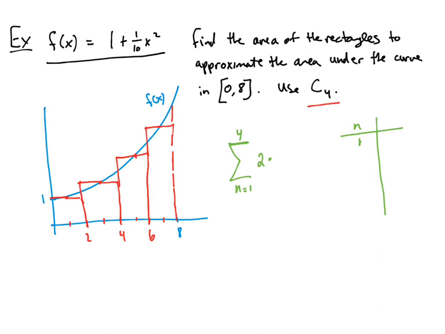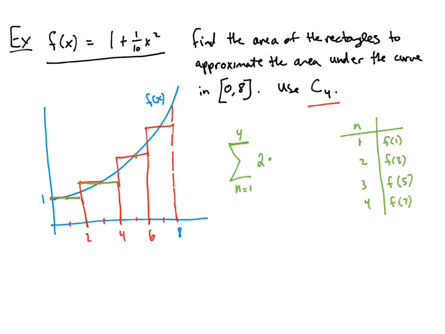So when n is 1, what is the height of that rectangle? Well, that's just f of 1 right here. So we'll say f of 1. When n is 2, in other words, when we have the second rectangle, what's the height there? That's 3. In our third rectangle, the height is 5. I was getting ahead of myself. When we're on our fourth rectangle, the height is 7.